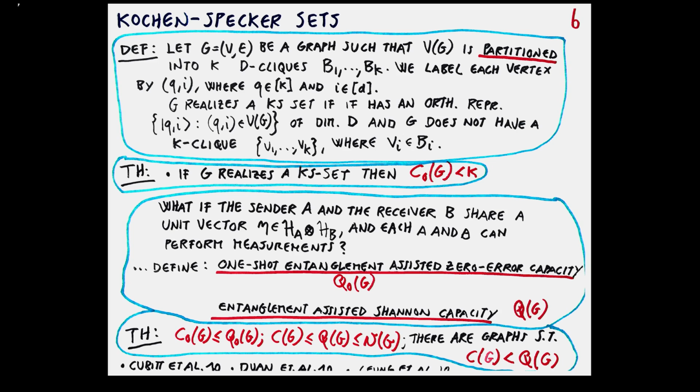It's open even for C7, right? Pardon? QG is not known even for C7. Yes. Indeed, it's a mysterious quantity. And the hope is that QG will instead be easy because of quantum mechanics.